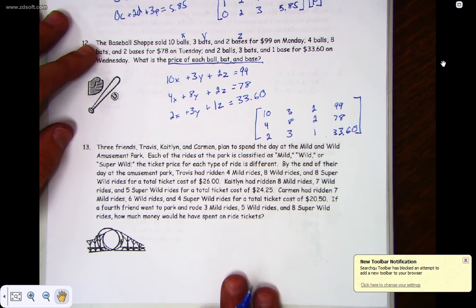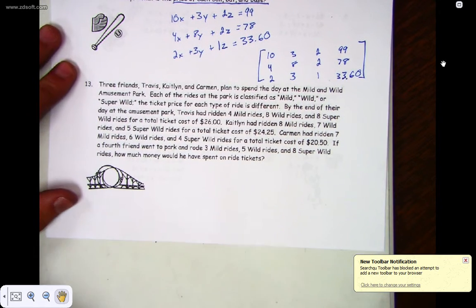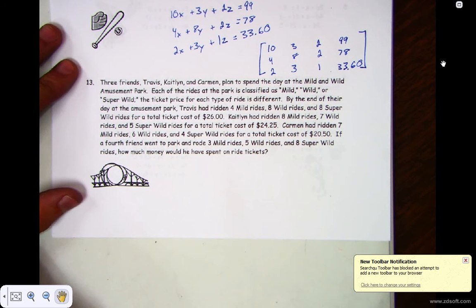Okay, so let's go ahead and go on to the next one. Now, instead of reading this whole thing, I'm just going to skip to the important parts of the information. If you want, you can pause it and read the whole thing.